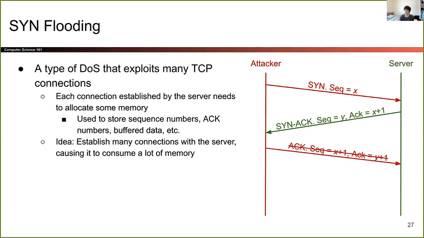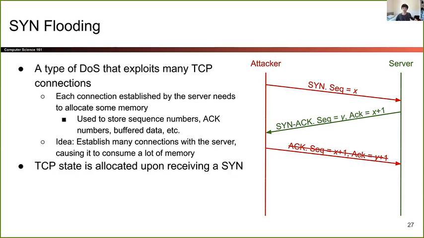If we can establish like 1 million connections with the server, we're going to cause the server to consume a lot of memory because it needs a bit of state for each one of those connections. And it's actually worse than that. We don't need to actually establish those connections. All we need to do is send the first SYN packet. So if you remember, the three-way handshake is made up of 3 packets: the SYN from the client, the SYN ACK from the server, and the ACK from the attacker, or from the client.